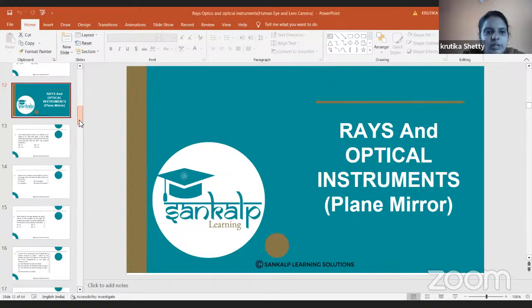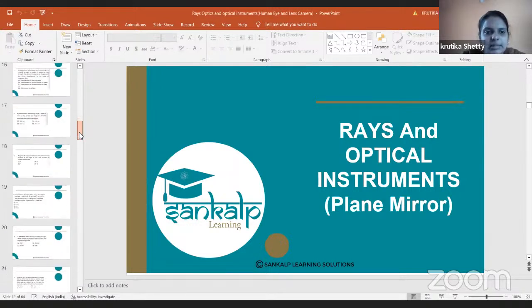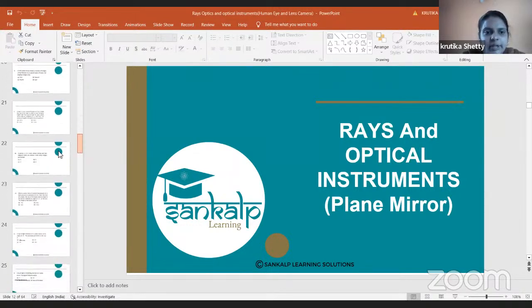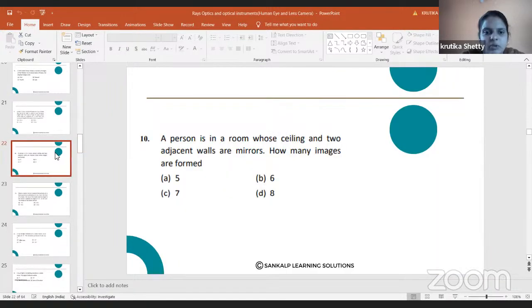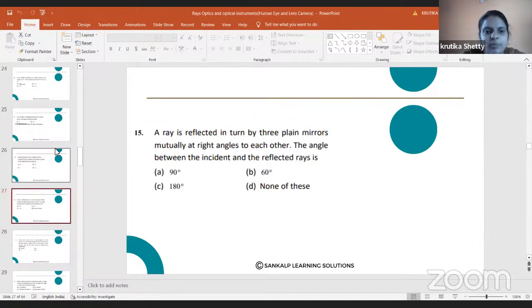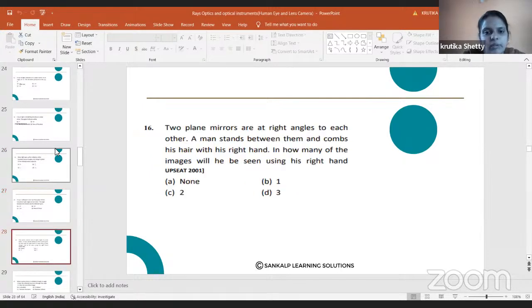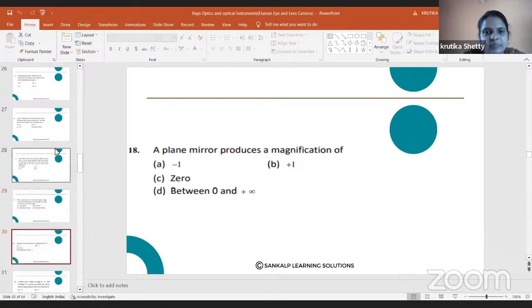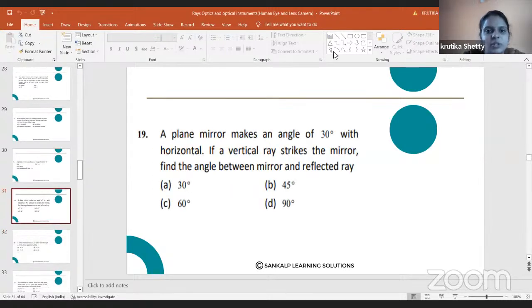So yesterday we started with ray optics related to the eye and the defects of the eye. We have completed some of the questions. Then how many images are formed when two plane mirrors are kept at some angle, that also we have discussed. So today we are going to discuss the next question.